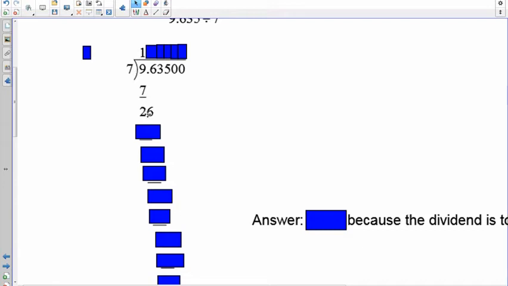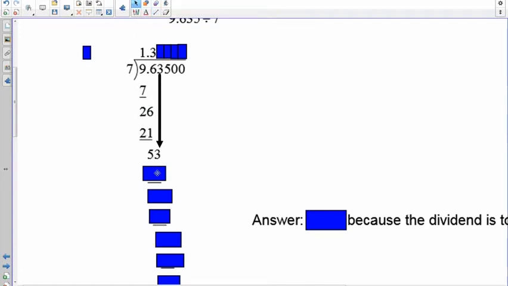Now 7 goes into 26 3 times. See, the decimal's up now. And that would mean 7 times 3 is 21. So 26 take away 21 is 5. Bring down the 3. Now the next step is, how many times does 7 go into 53?